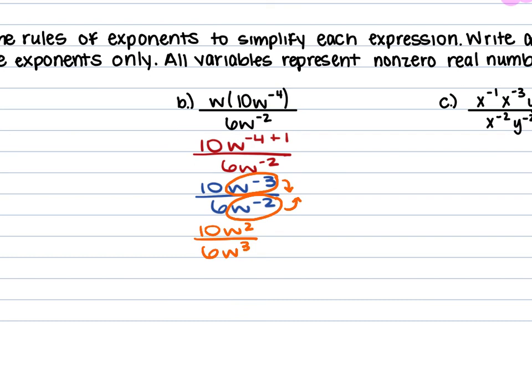I see that my bigger power is in the bottom of my fraction, so this w squared is going to cancel out, and I'm going to subtract the 2 from the 3, keep it in the denominator. This is giving us 10 over 6w. My 10 and my 6 can now simplify. They're both divisible by 2. So the 10 is going to become a 5. The 6 becomes a 3. So this gives us 5 over 3w for our final answer.